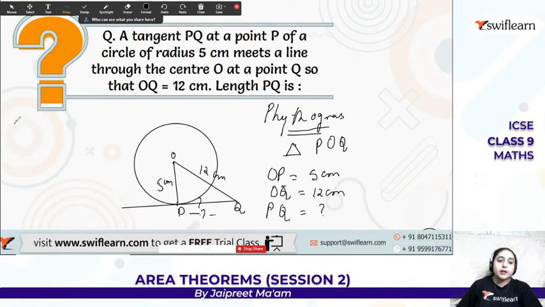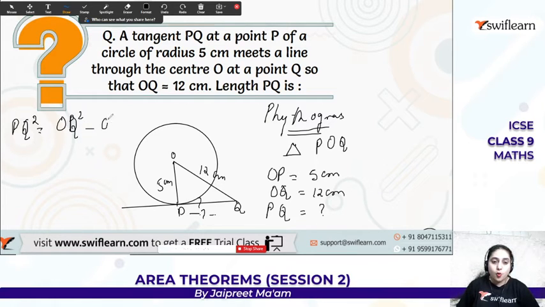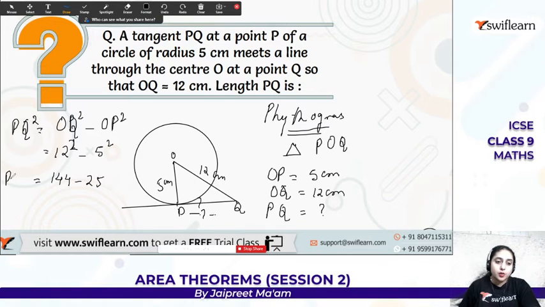जो unknown length है उसे हम PQ square is equal to OQ square minus OP square. Okay, so it's hypotenuse, base and altitude, ये तो पता है. And now OQ is given, OQ is 12, so 12 square, we have to take away 5 square, so it's 144 minus 25 and it's PQ square.